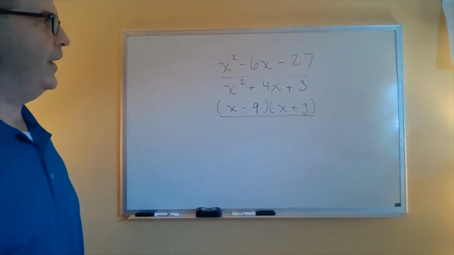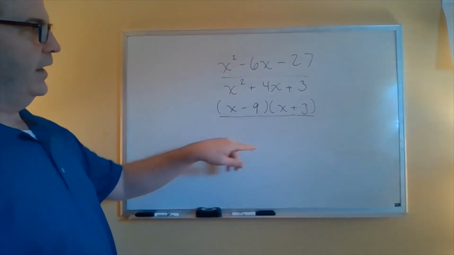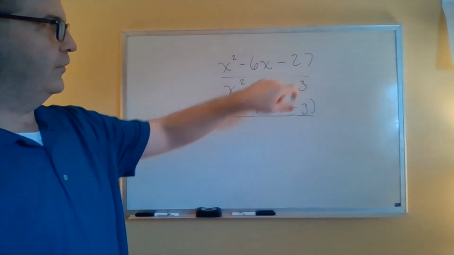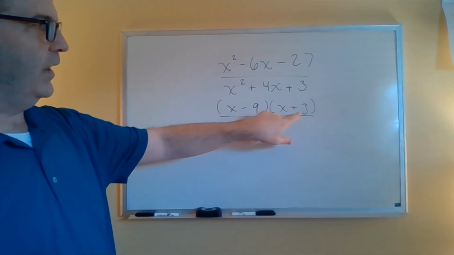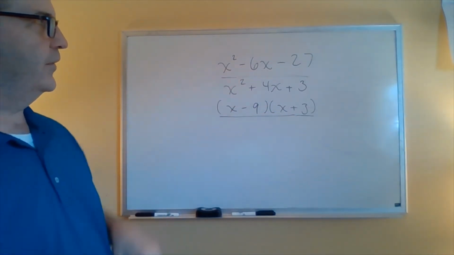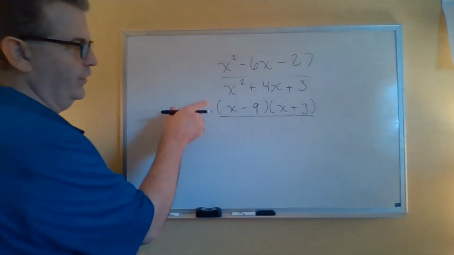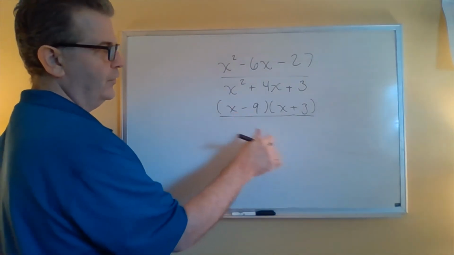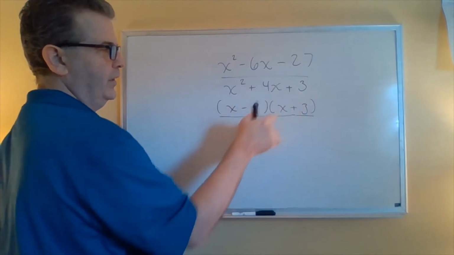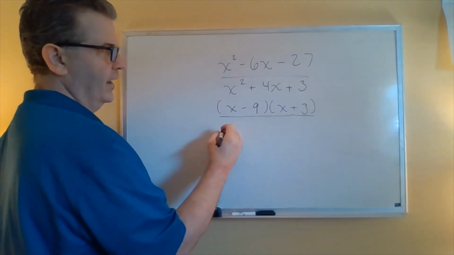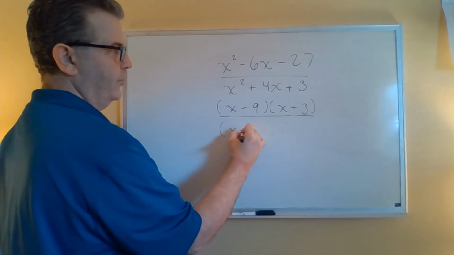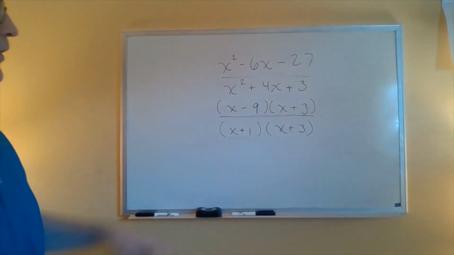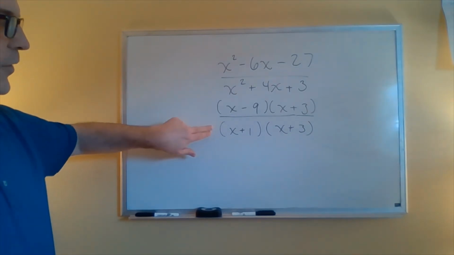Hopefully you remember the factoring unit. We found negative 9 and a positive 3. When we multiply those together, that does equal negative 27, and when we add negative 9 and a positive 3 together, that does give us negative 6. So we successfully factored the numerator. Now let's factor the denominator. We need two numbers that when multiplied together give us positive 3, and when added together give us positive 4. That would be x plus 1 and x plus 3. Now we successfully factored the denominator.